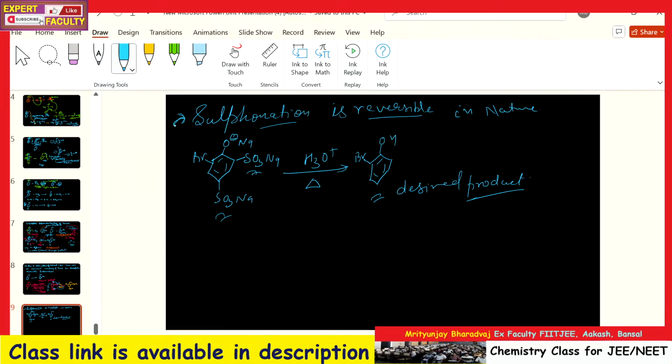I will explain this line with a lot of points at the end of organic, but during the next 10-15 classes we will use it a number of times. While solving questions, you will find this point very useful: sulfonation is reversible. So this is the way we can prepare bromo substituted phenol.